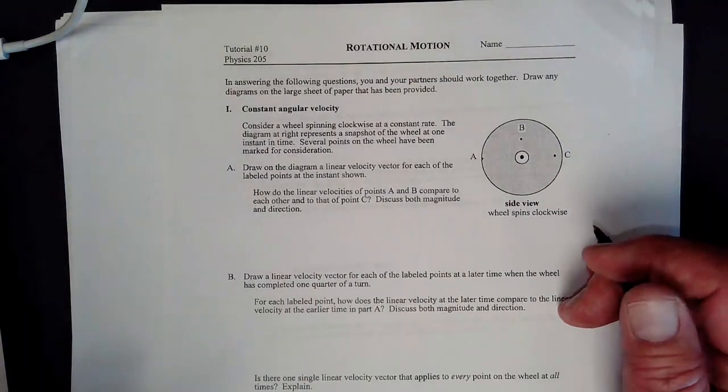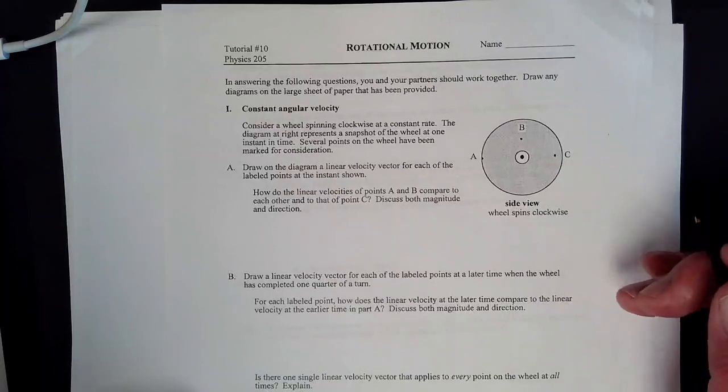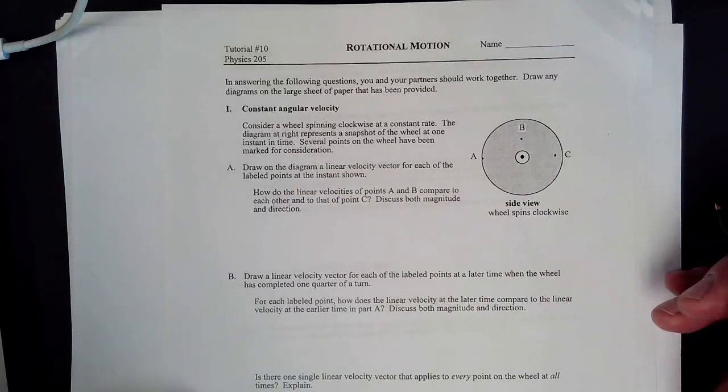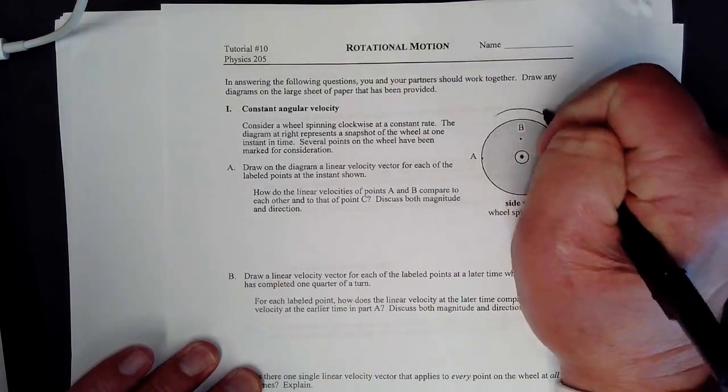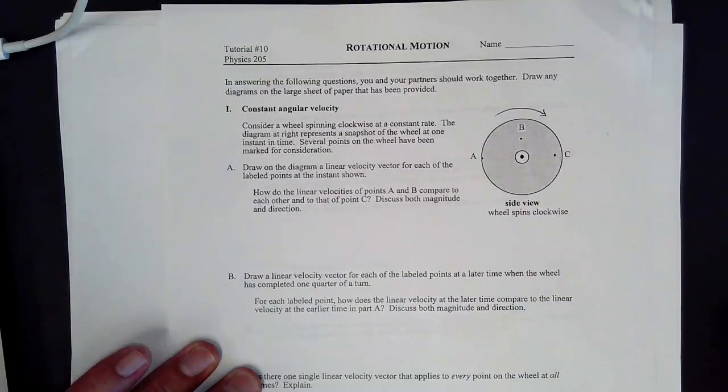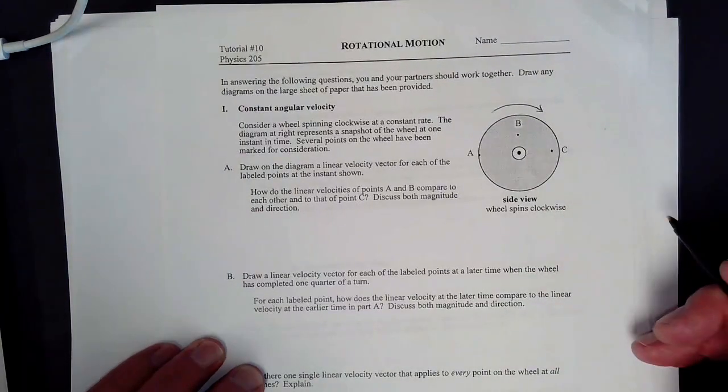Okay, let's talk about this tutorial number 10. This is a handout. It's not in your published book. It deals with rotational kinematics. And we start with a wheel that is rotating, we're told, clockwise at a constant rate. And we're asked about the linear velocity of several points on that wheel, A, B, and C.